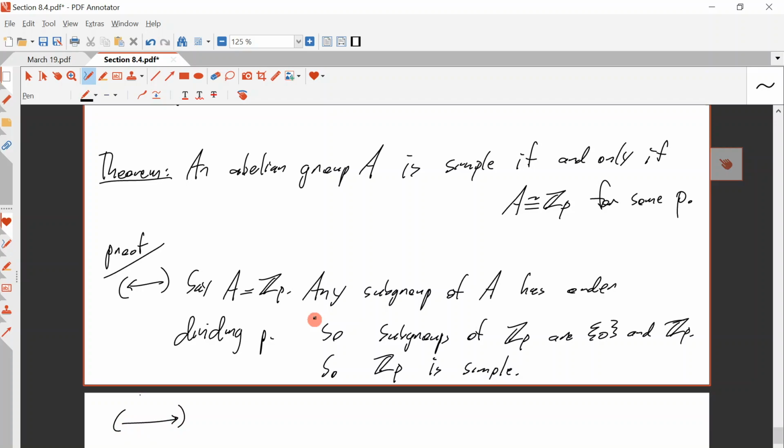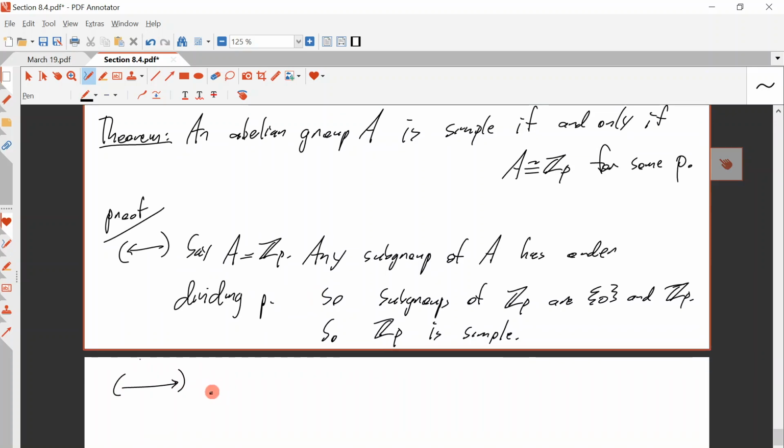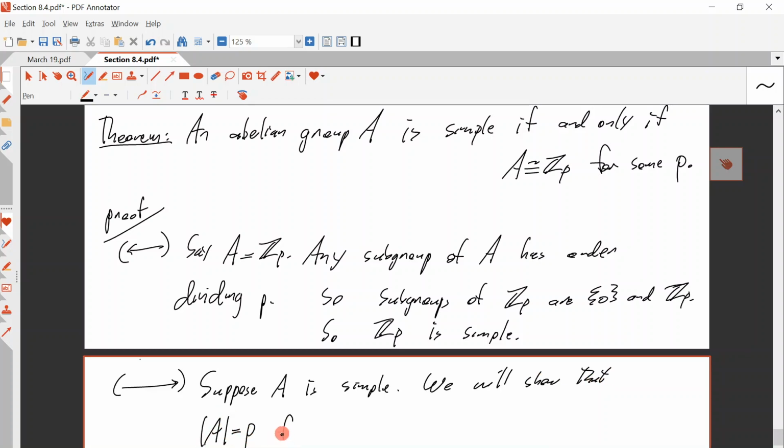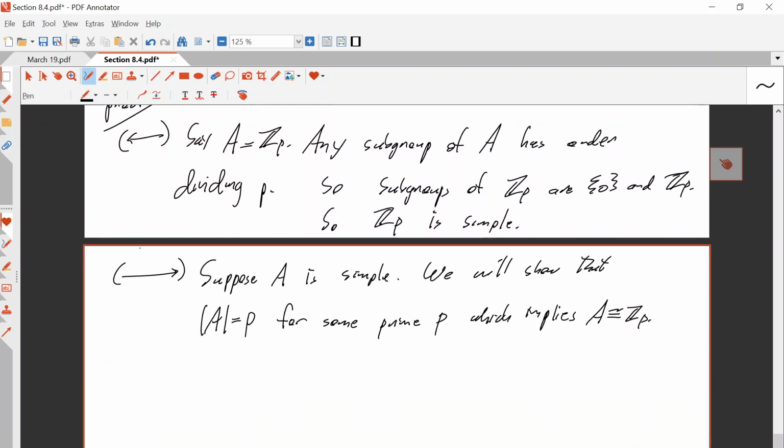All right. The more interesting direction goes like this. Suppose A is simple. We will show that the order of A is equal to p for some prime p, which will imply A is Zp, because those are the only groups of order p. They're always cyclic.